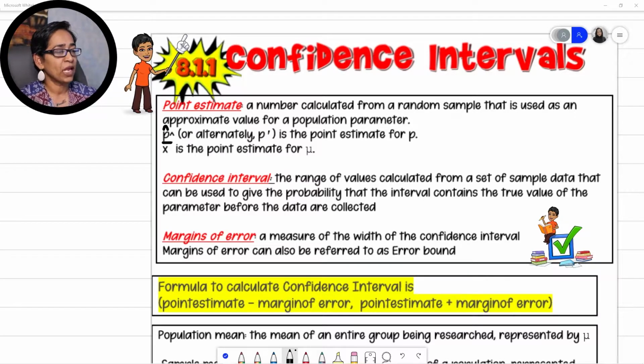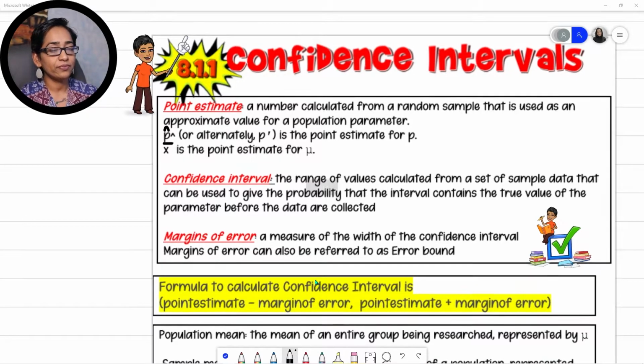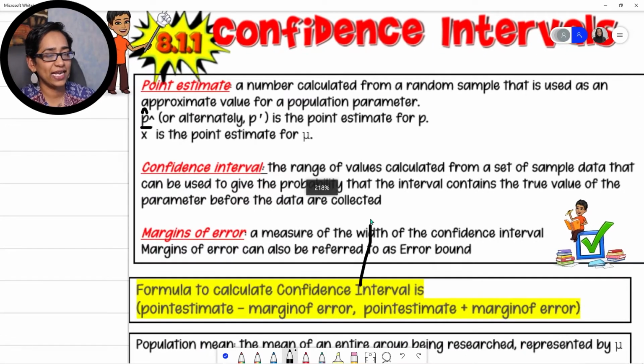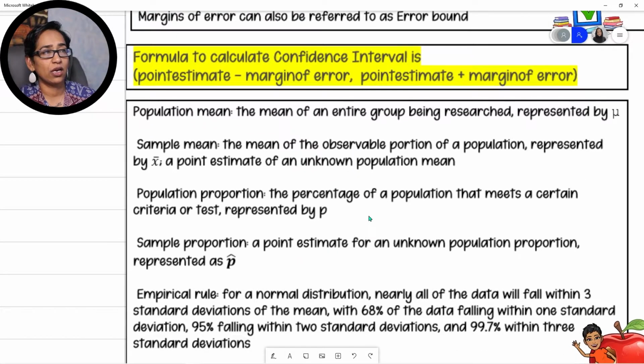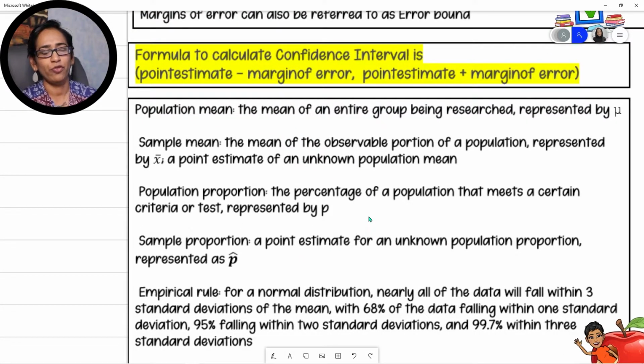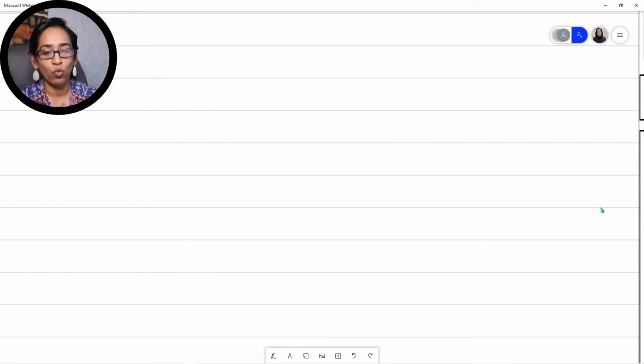Okay? All right. Let's go ahead and take a look at the formula to calculate the confidence interval. All right, before I go ahead and do that, let me think of an example. I'm going to give you an example of what a point estimate is, what a margin of error is, what a confidence interval is.